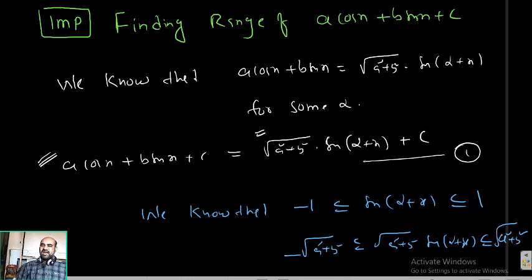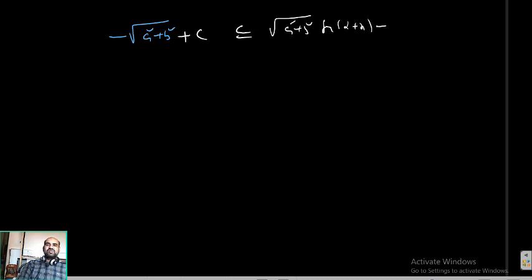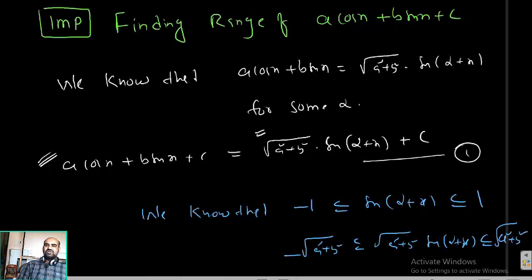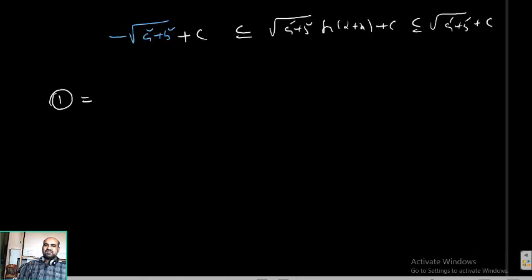Okay. Now I want to add c on either side. Adding or subtracting c, the inequality does not change. Minus root over a square plus b square plus c is less than or equal to root over a square plus b square into sin of alpha plus x plus c, less than or equal to root over a square plus b square plus c. So now result 1 becomes, instead of this, I can write a cos x plus b sin x plus c.